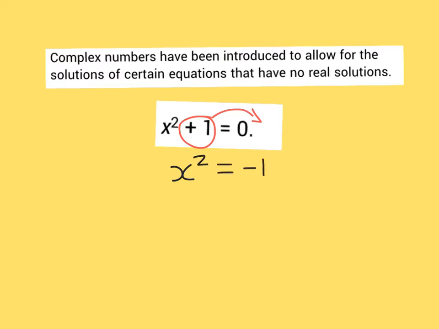equals minus 1. As you remember from when we were looking at manipulation of algebra, if I want to find x by itself, I just square root both sides. The square root of x squared just gives me x. But when I put in the square root of minus 1, I don't get an answer. I get a big error on my calculator. So that's a big problem, and as a way of resolving or explaining that problem, we look at complex numbers.